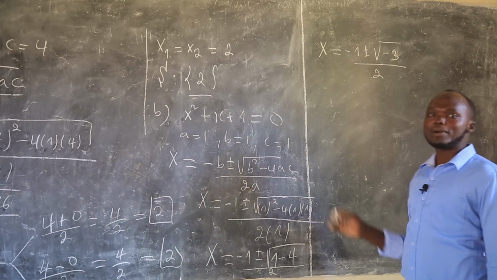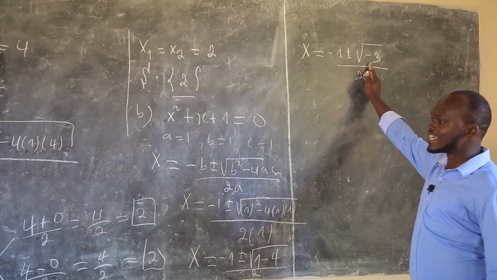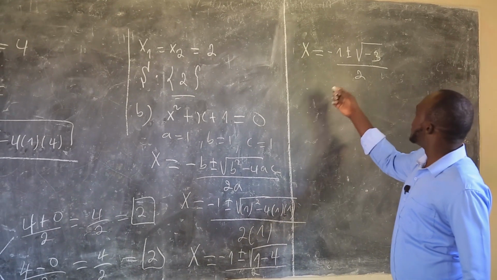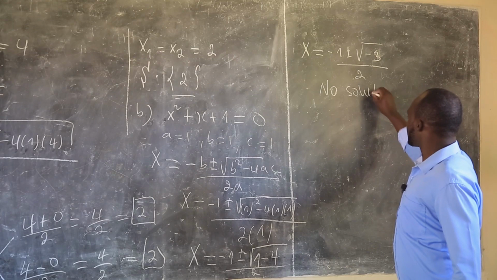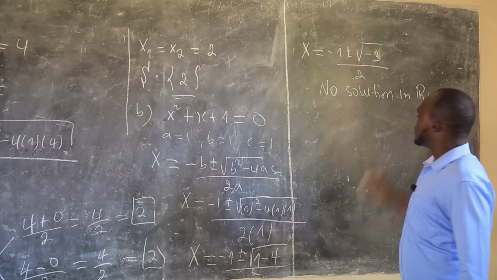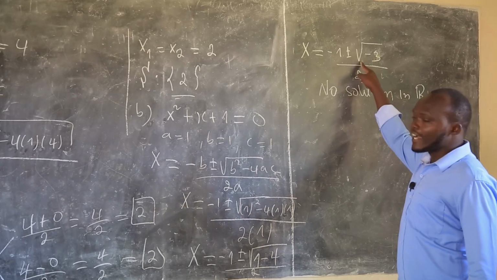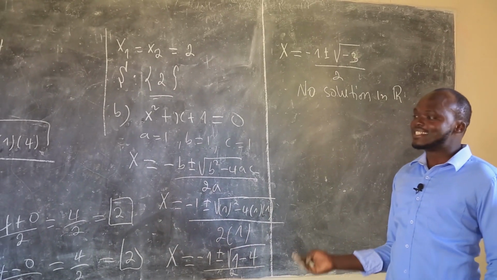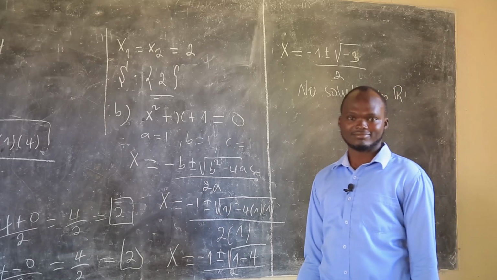So now, the problem here is that the square root of a negative number does not exist in the set of real numbers. So here, we are going to say that there is no solution in R, because the square root of a negative number does not exist. So that's the difference. But when you are in complex numbers, it exists.